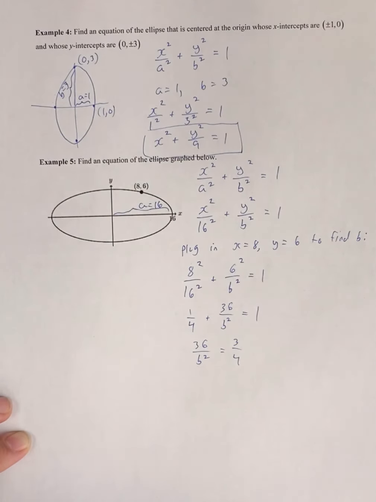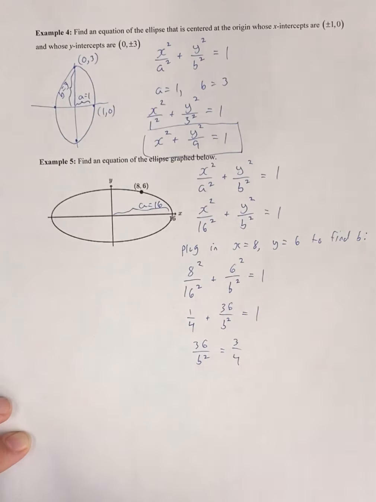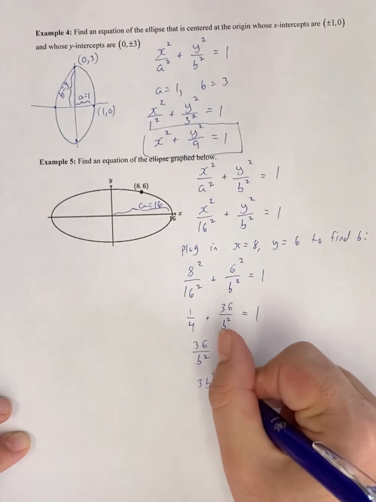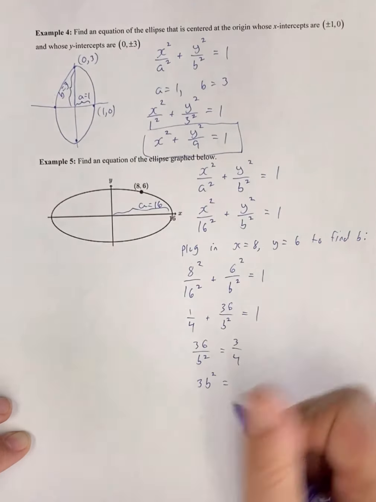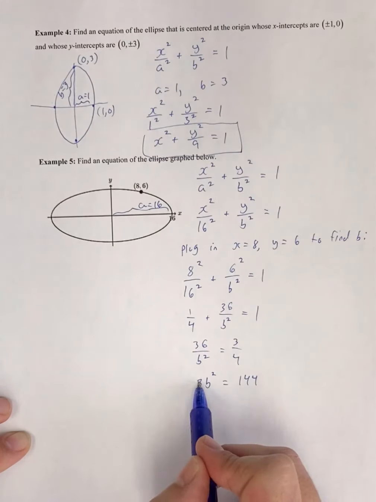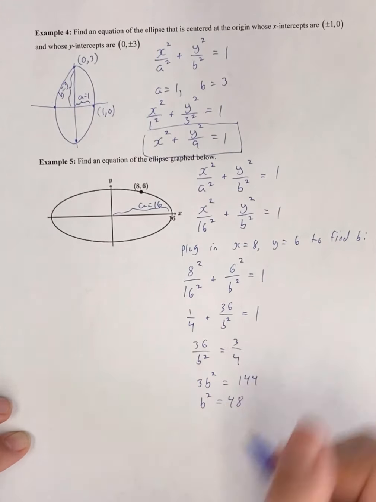Then I want to clear fractions from this equation. I can do that by multiplying both sides by the LCD 4b squared, or you can use the technique of cross-multiplying if you know that. If you have an equation that's of the form fraction equals fraction, then the product down one diagonal equals the product across the other diagonal. So in this case, it's 3b squared equals 4 times 36, which is 144. Now to solve this equation, I divide away the 3. 144 over 3 is 48. So b squared equals 48.